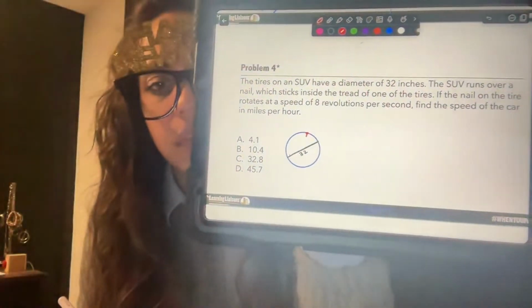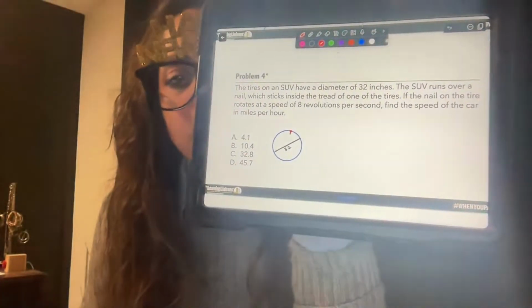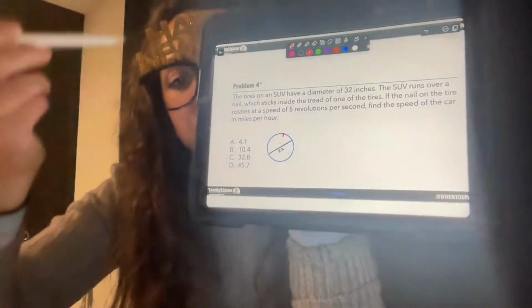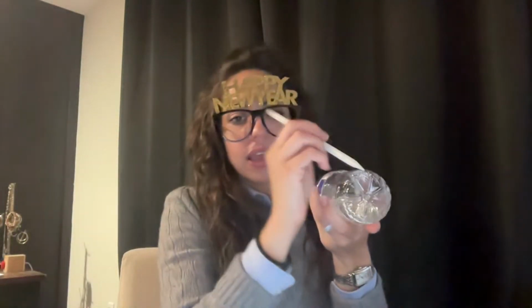Y'all, I literally did this the other day. So there's my nail, the little red thing, which sticks inside the tread. If the nail on the tire rotates at a speed of 8 revolutions per second, find the speed of the car. So here's my tire. This nail that's right here is rotating at 8 revolutions per second.